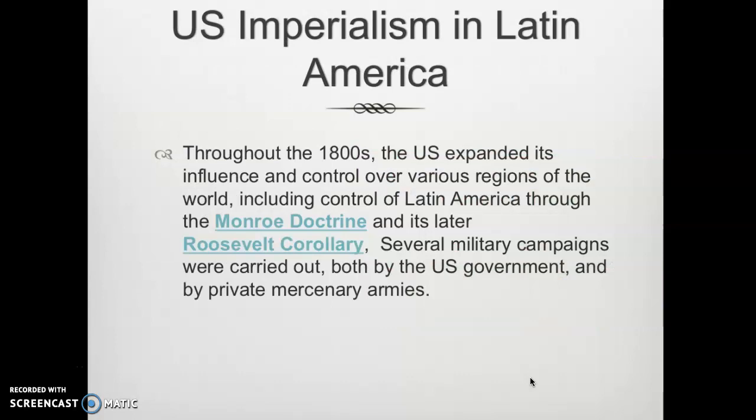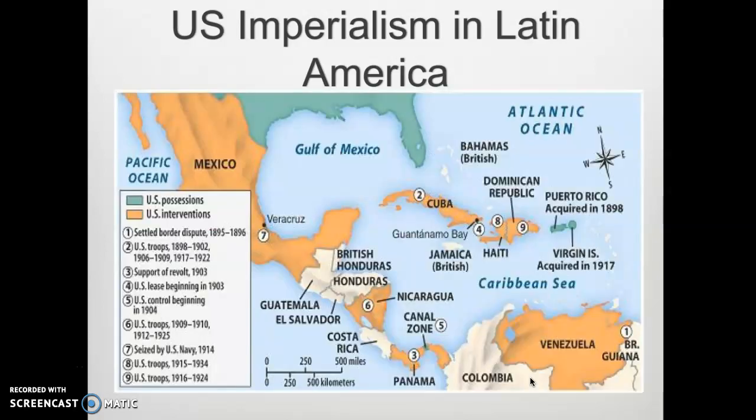Now, throughout the 1800s, the U.S. expanded its influence and control over various parts of the world, including Latin America through the Monroe Doctrine and its Roosevelt Corollary, and several military campaigns were carried out, both by the U.S. government and by private mercenary armies. So here we can see the imperialistic project basically completed, with the United States having multiple interventions into Latin America by the 1920s.